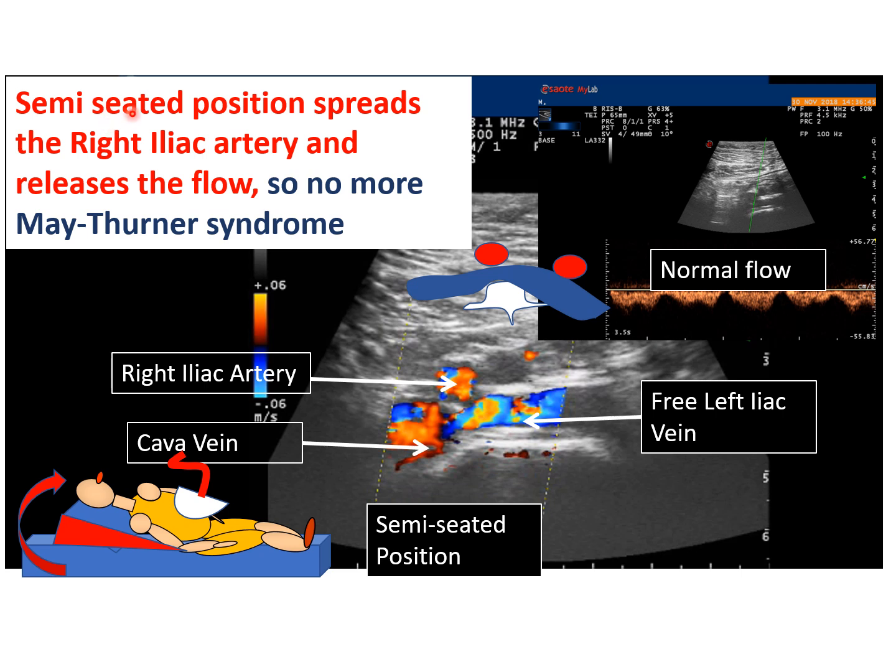In semi-seated position, the spine spreads the right iliac artery and releases the flow, so no more May-Thurner syndrome. Semi-seated here, and the flow is free and normal on the left iliac vein. So it is not a true May-Thurner syndrome.